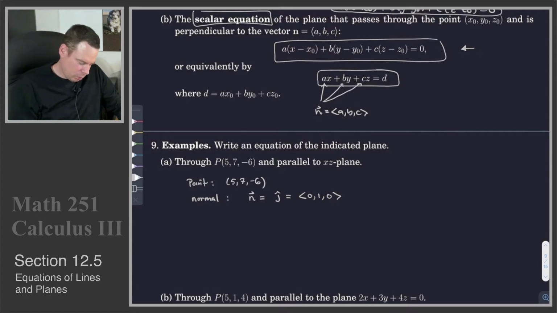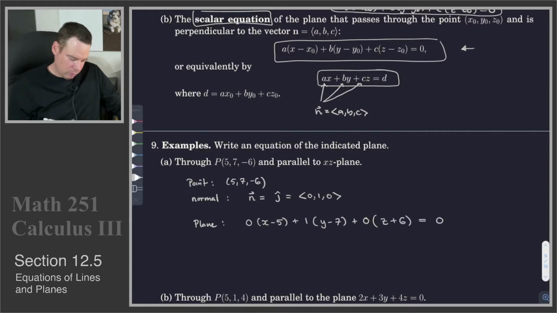So I have a point, I have a normal, so therefore I can write down the equation of the plane. It is the x component of the normal times x minus the x coordinate of the point I know, plus the y component of the normal times y minus the y coordinate of the point I know, plus the z component of the normal times z minus the z coordinate of the point I know, and that's equal to 0. So the x and z terms are both 0, and therefore we get the equation y minus 7 is equal to 0, or y is equal to 7. So there is the equation of the plane.